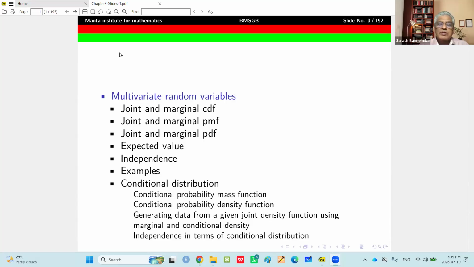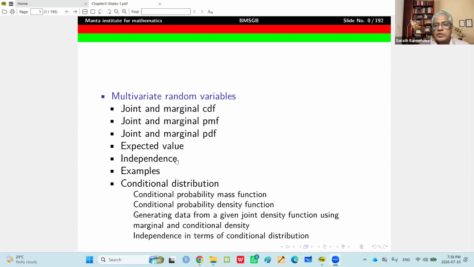In the last lecture, we started chapter 3 of the Domingo's book. And in that lecture, I covered several topics up to independence. Right? That means I discussed joint and marginal CDF, joint and marginal PMF, joint and marginal PDF, and expected value, and then independence of two random variables.